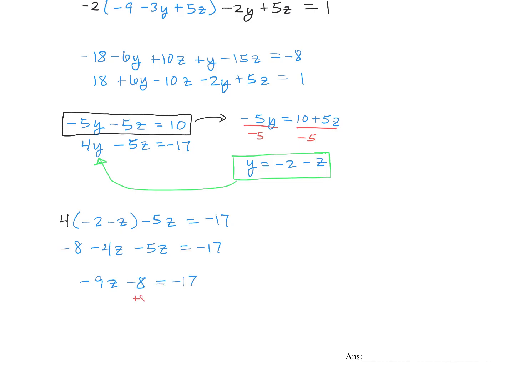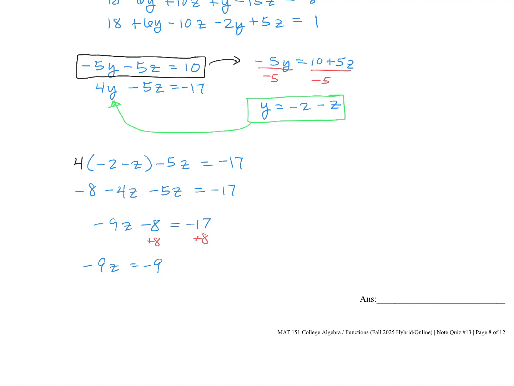Add the 8 to both sides. Gives us negative 9z equals negative 9. And finally, divide both sides by negative 9. And we get z is positive 1. So now that we have z equals 1, we can now back substitute to get our value of y out of this. I know that y is equal to negative 2 minus the z number, which was 1. So y is negative 3.